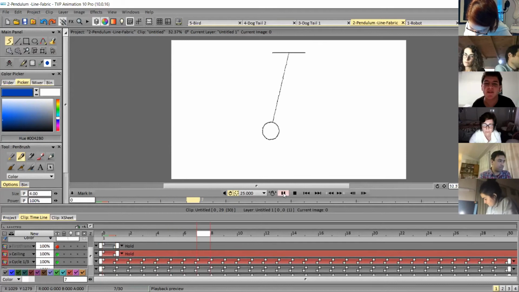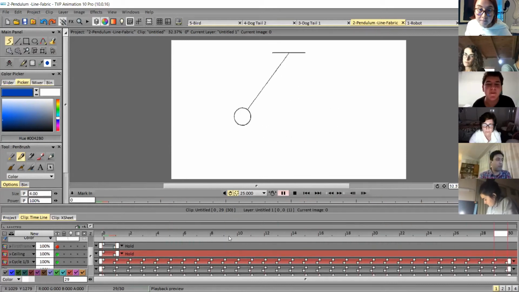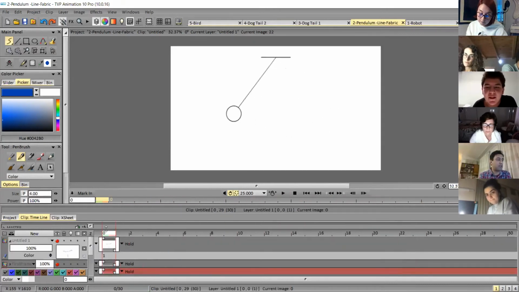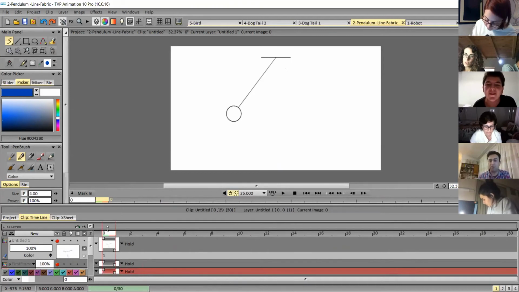Does it start in that position? No, it's not important. The starting position is not important. When you animate a cycle, the starting position is not important. Burada başlangıç pozisyonunuz önemli değil. İstediğiniz yerden başlayabilirsiniz.